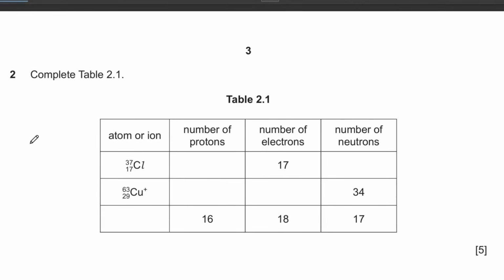Question 2. Complete table 2.1. Now this is table 2.1. We have to write the number of protons, number of electrons, and number of neutrons. So the first atom that we have is chlorine atom.